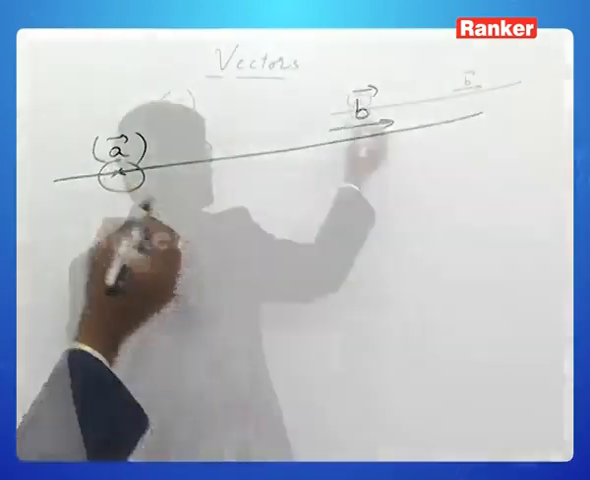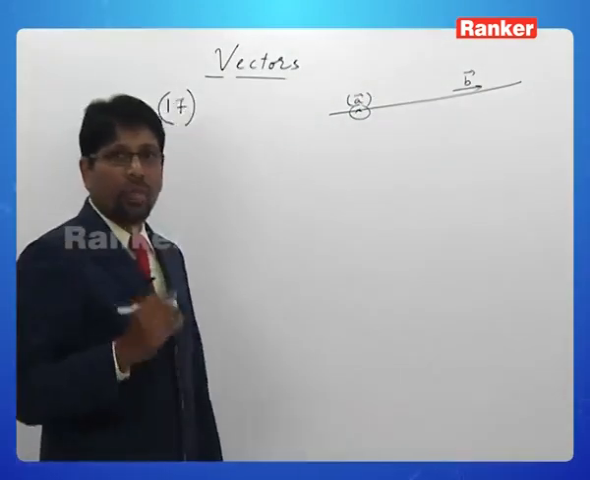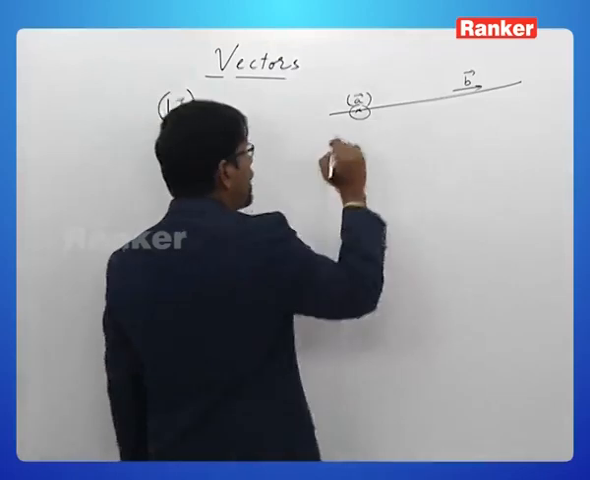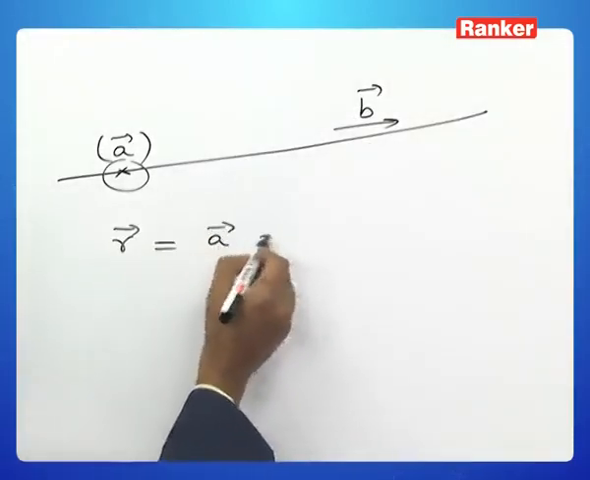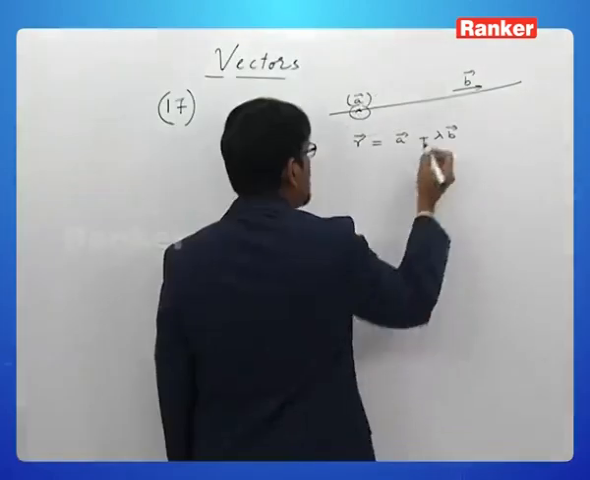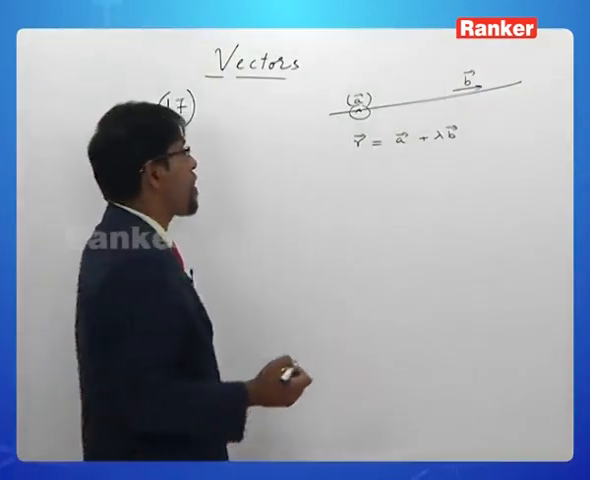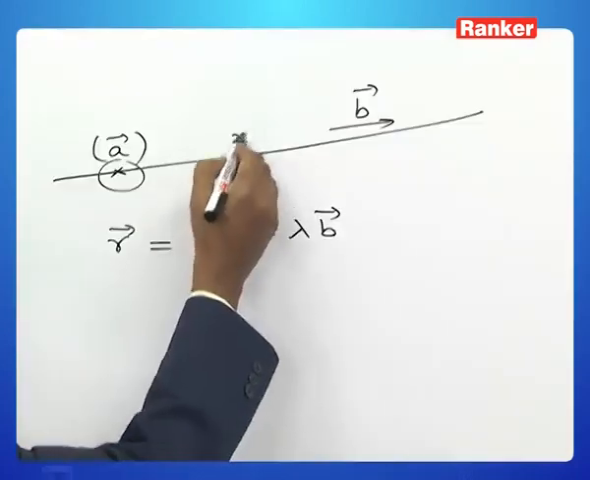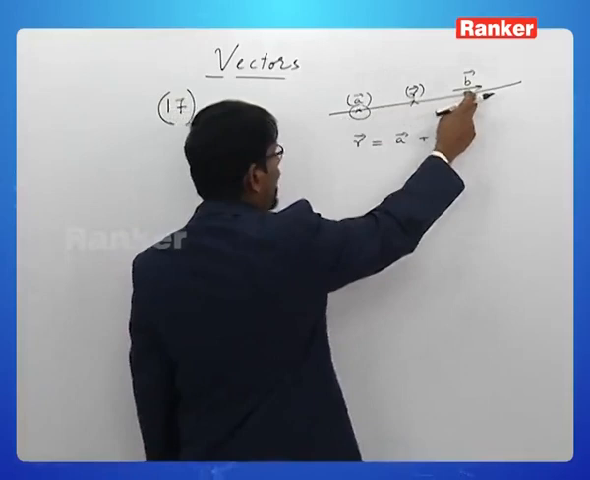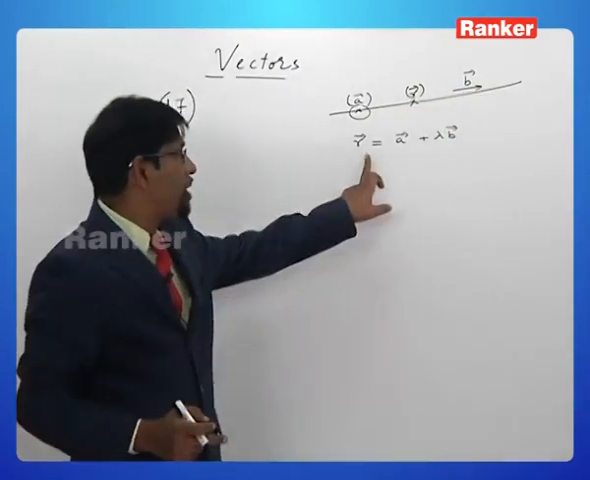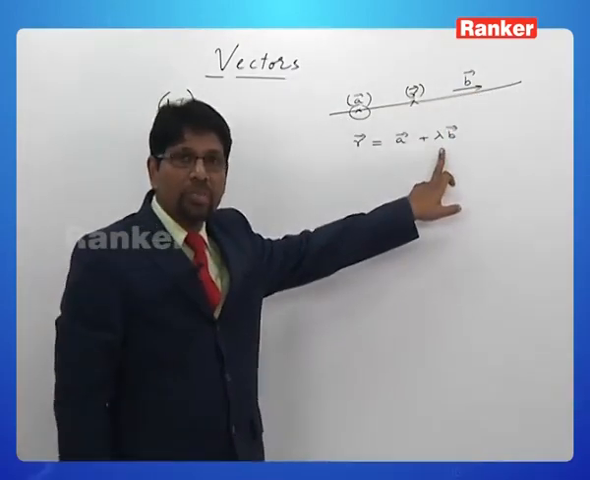So if you know one point on the line and one vector parallel to the line, we can write the equation of the line as r bar equal to a bar plus lambda times v bar, where lambda is a parameter here. How does it come out? r bar is any point on the line. So r bar minus a bar will be parallel to b bar. Therefore, r bar minus a bar we can write in the form of lambda times b bar.